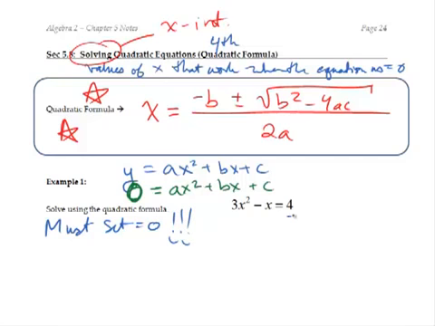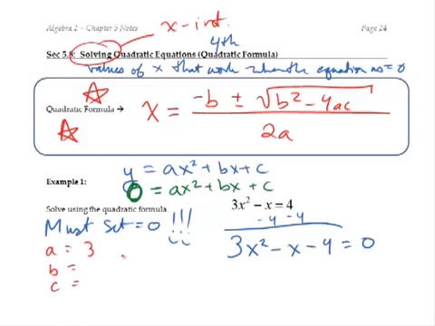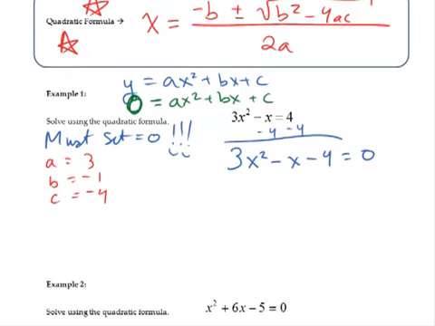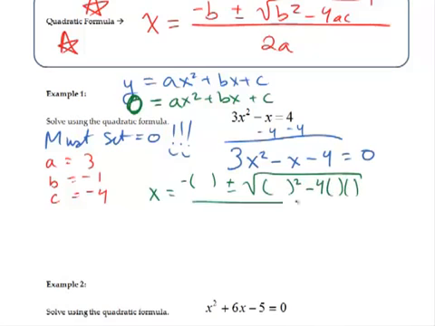First of all, do that. So move this 4 over. So we get 3x squared minus x minus 4 equals 0. Then we go ahead and we pull out the a, b, and c values. A will be 3, b is -1, and c is -4. Then we come to our formula and we plug in the pieces. So x equals opposite b plus or minus square root b squared minus 4ac all over 2a.